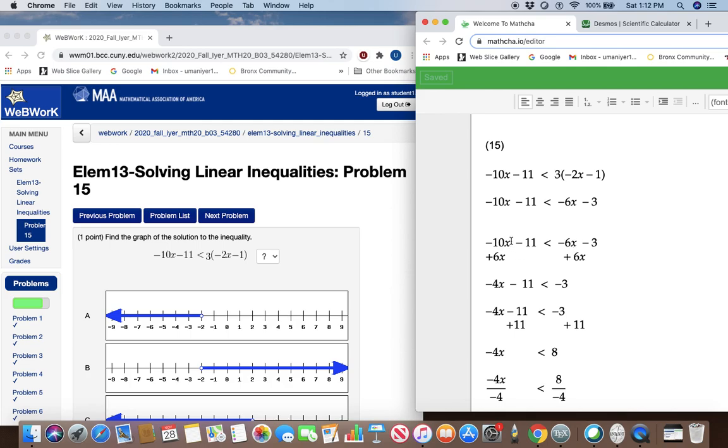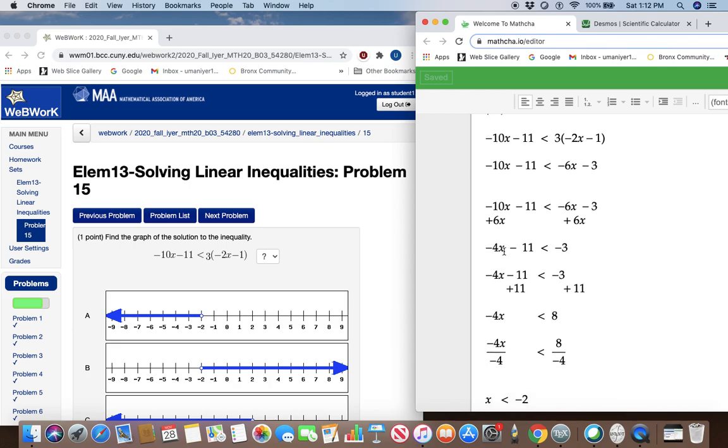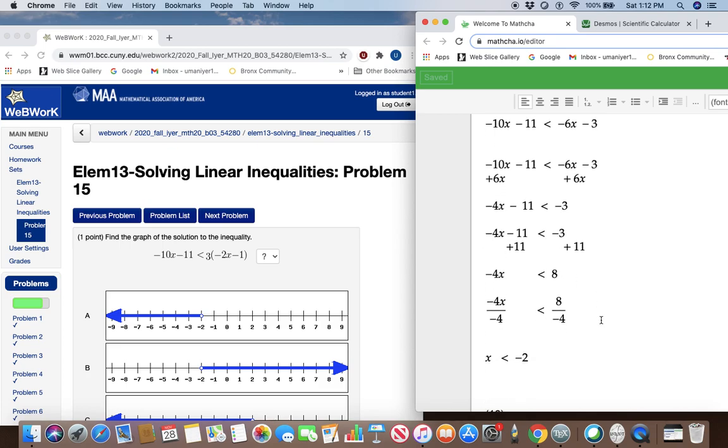When I do that, in the left, I get negative 10x plus 6x is negative 4x minus 11 as it is less than. These two cancel, I'm left with negative 3. At this point, I want to solve for x, so add 11 to both sides. When we do that, negative 11 cancels positive 11. You are left with negative 4x less than positive 8. We want to divide both sides by negative 4.